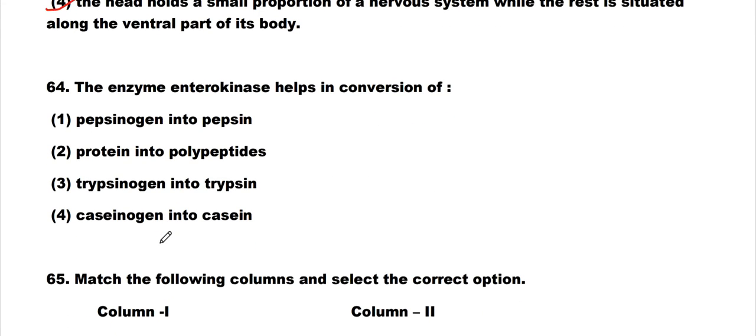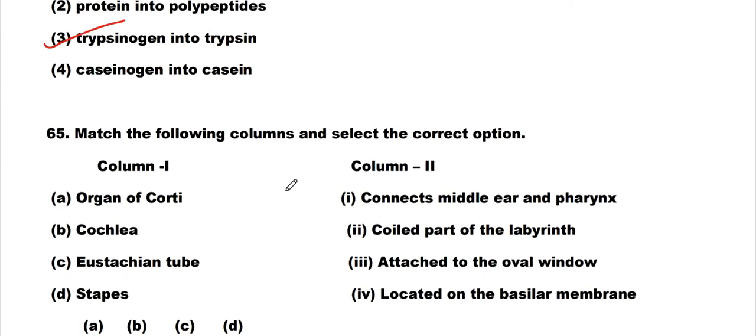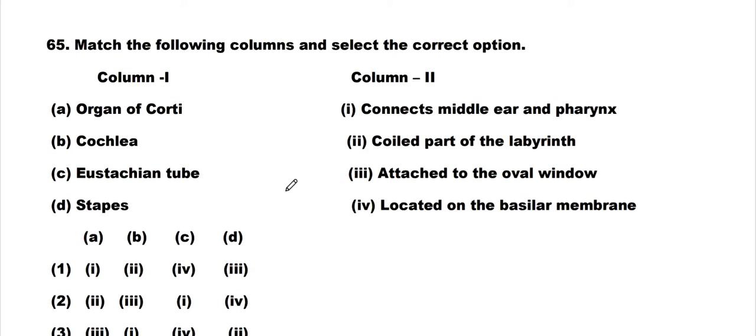Next, question number 64. The enzyme enterokinase. Enterokinase is an activator, and this activator enzyme enterokinase is produced from intestinal juice, and it helps in the conversion of trypsinogen to active trypsin, because trypsinogen is produced from the pancreatic juice, so it gets activated in presence of enterokinase.